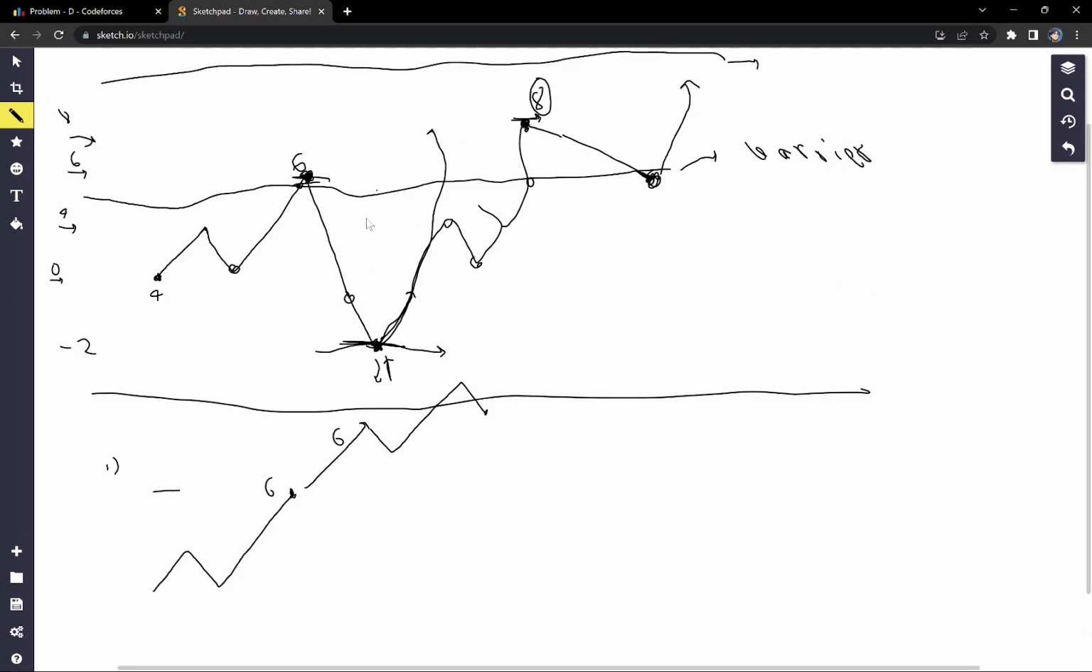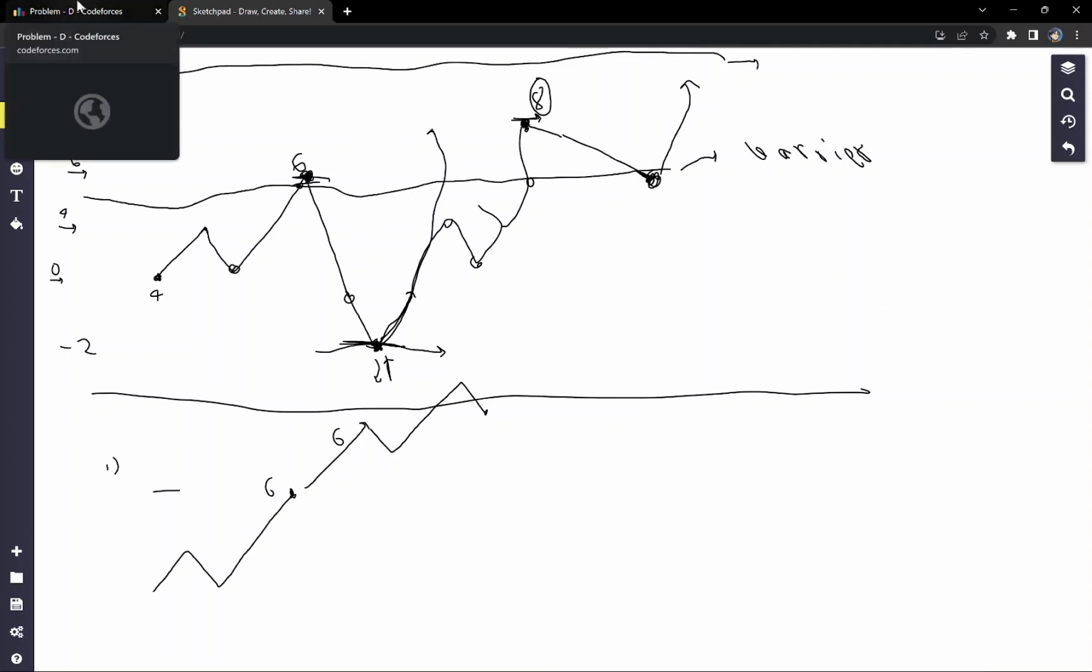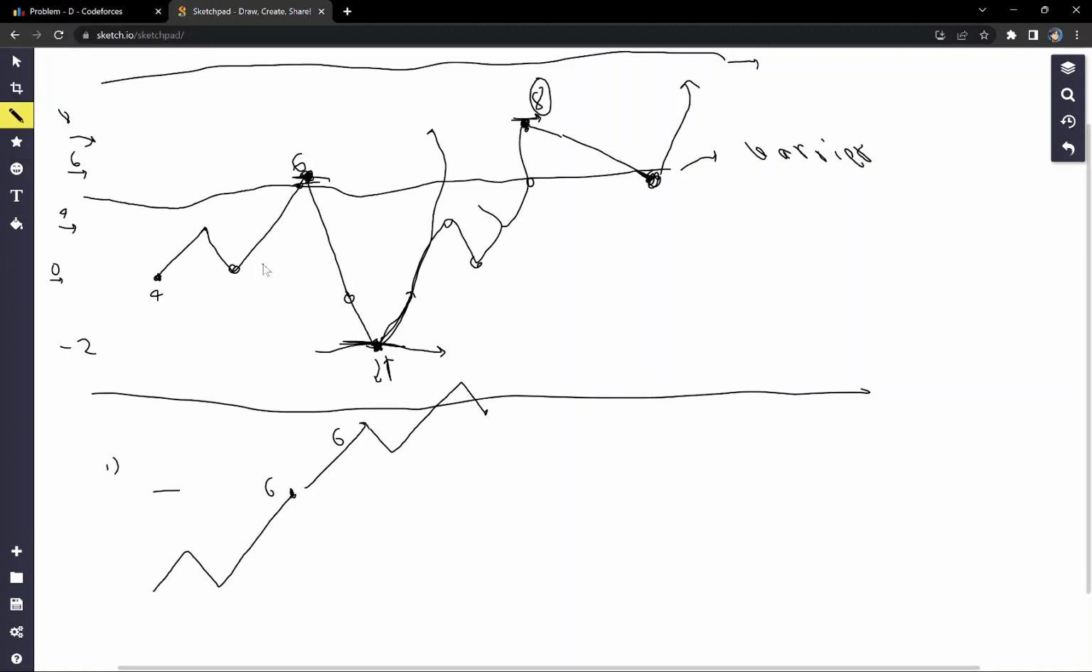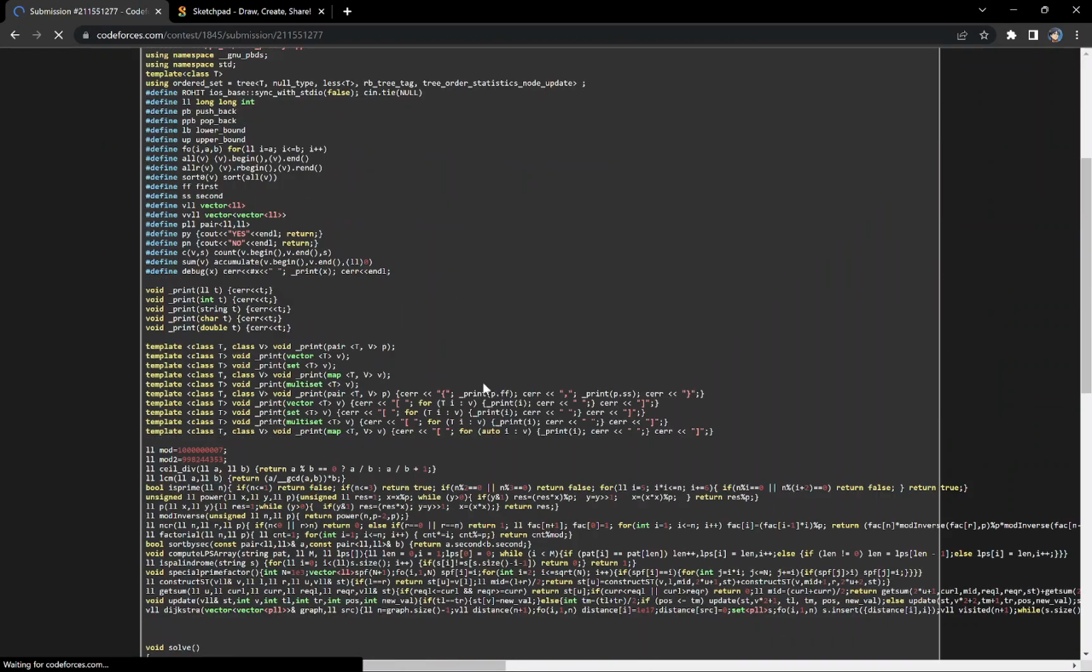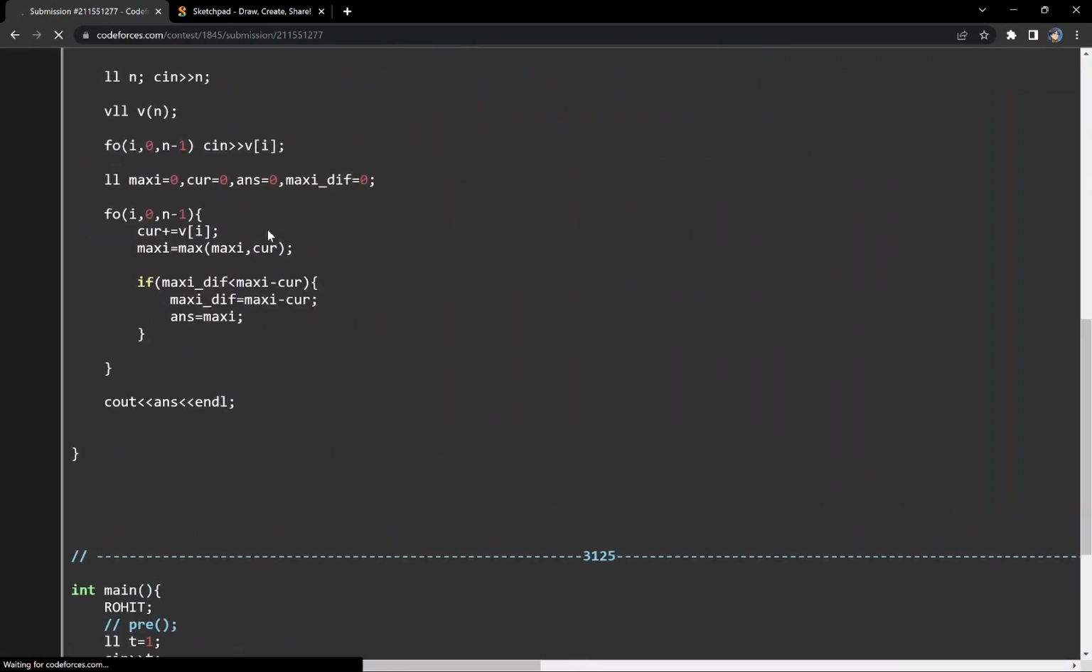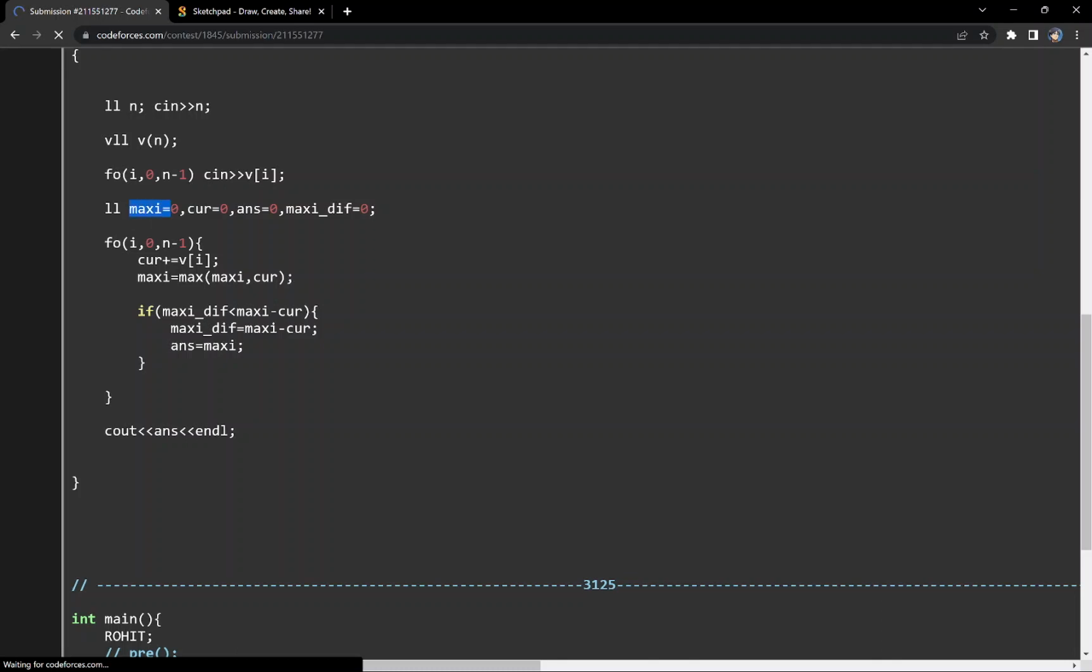If you have any doubt, you can rewind this video and try to visualize it on your own. I will show you the code for how we can find the maximum minus minimum difference. It is easy. So first we will take the maximum rating possible at any point, and current will denote our current rating, and answer will denote the answer, and maximum difference is the maximum difference we can get.